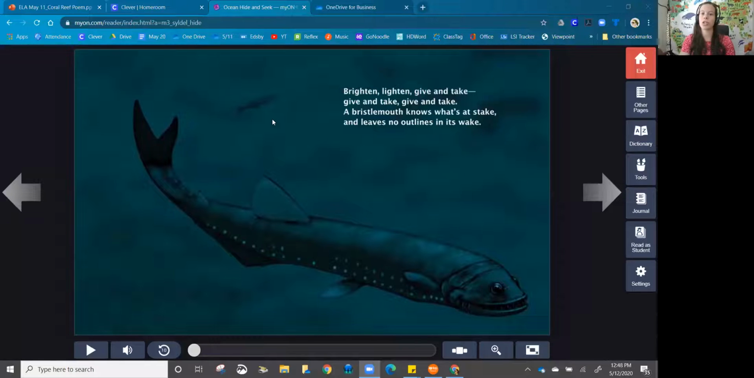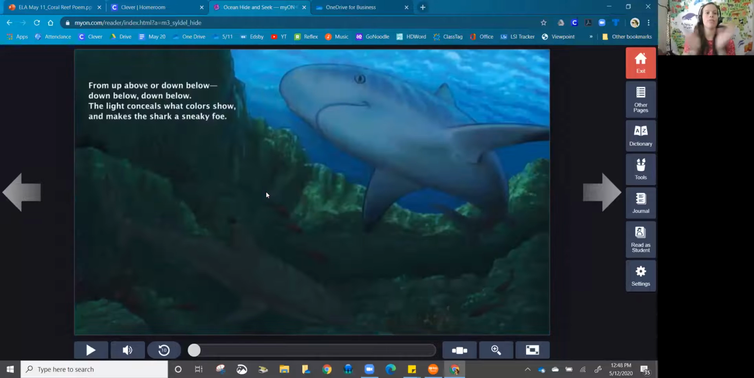All right. So the shark here, from up above or down below. So it can be up above or deep in the ocean. So above, below. The light conceals what colors show. The light conceals what colors show. Oh, because it's really dark down here. And to conceal means to hide. Okay, so he can hide in the dark.